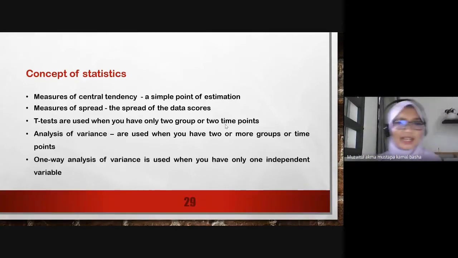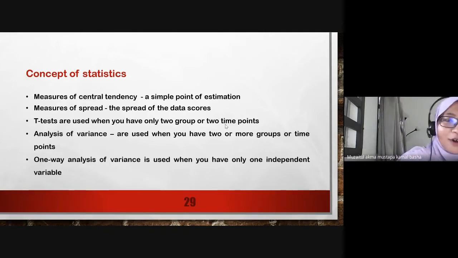Then someone asked, what is analysis of variance? What we are actually talking about is one-way analysis of variance. I put it here in simple words, I hope you can understand. So t-tests are used when you have only two groups or two time points, while analysis of variance is used when you have two or more groups or time points. So you measure the variance instead of comparing a measure of central tendency, for example the mean just now. Variance is under measures of separation.